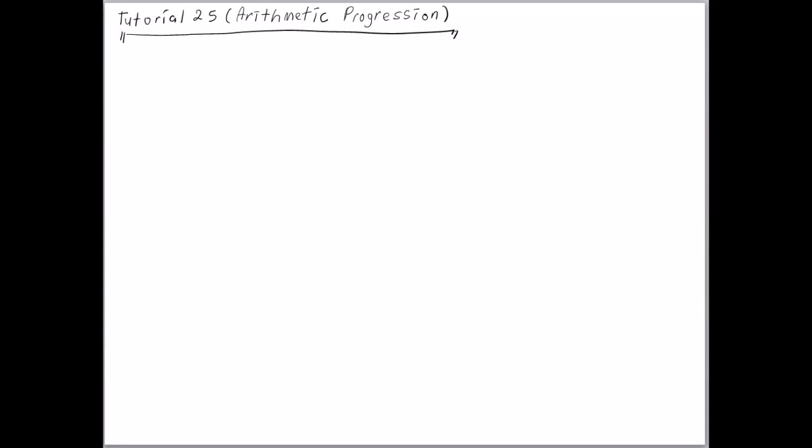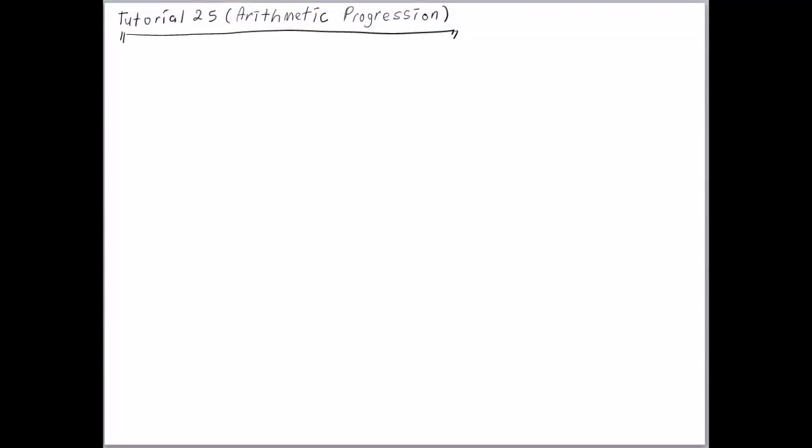Let's discuss homework from tutorial 25 for topic arithmetic progression. Please refer to your own book on page 153. Let's start from question number 3.